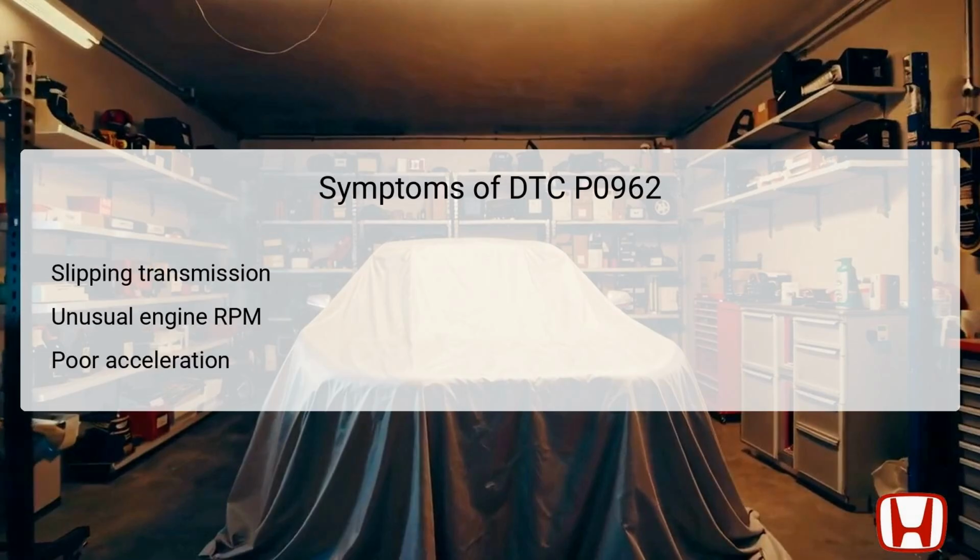Drivers may experience various symptoms associated with the DTC P0962. Primarily, a slipping transmission can occur, where the vehicle unexpectedly loses power during acceleration, indicating issues with the CVT pressure control. Additionally, you may notice unusual engine RPM fluctuations since the CVT is unable to properly adjust to driving conditions. This can lead to poor acceleration as the power transfer becomes inefficient.